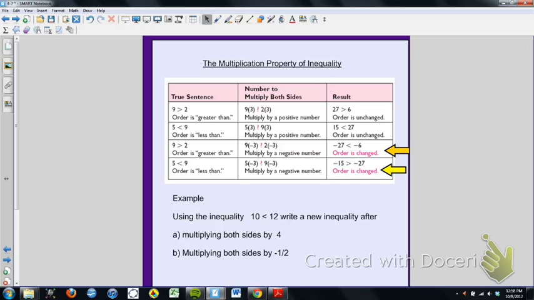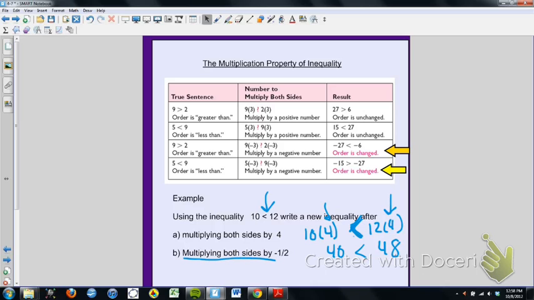Okay, so we're going to use that information to do the example here. Using the inequality 10 is less than 12, write a new inequality after multiplying both sides by 4. So 10 times 4, and let's do a question mark here. Is it still less than 12 times 4? And the answer is yes, because 4 was a positive number, and the original inequality sign does not change. So 40 is less than 48, or 48 is greater than 40.